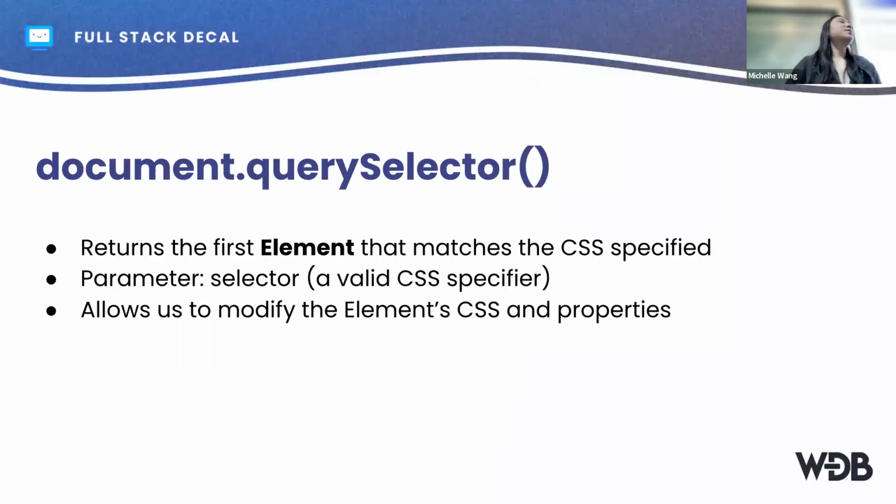So the first one we're going to talk about is querySelector. This returns the first element that matches the CSS specified. Inside of those parentheses in the querySelector, you put a valid CSS specifier. That would be a class name or an ID or even a tag like div or p. And it allows us to modify the CSS of the element that we select, and its properties.